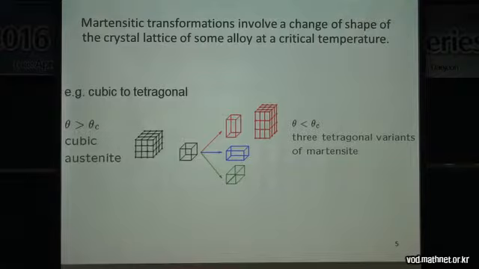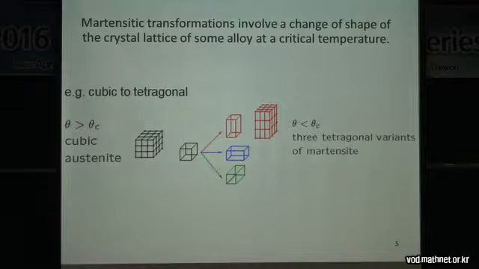Then you reduce the temperature to below theta critical. For energetic reasons, interactions between the atoms and the electrons and so on, the material wants to change its shape. In this case, the cube forms a tetragon, which is a brick-like object with two sides equal and one side different. If the side that's different is longer than the other two, then it may stretch in this x1 direction. But because the situation has cubic symmetry, if it would like to do this, it would also like to stretch in the two other cubic directions. That way you get three so-called variants of the low temperature phase, which is called martensite.